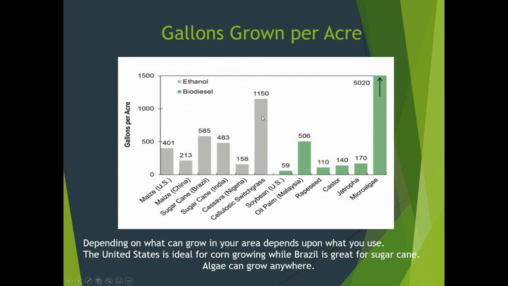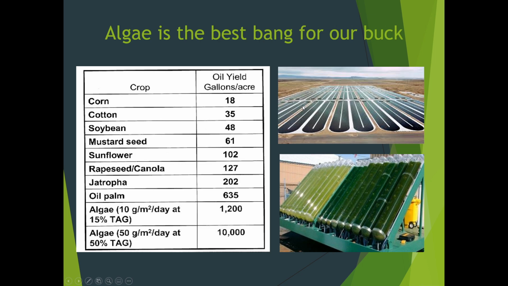And you can use marginal land. You don't have to use great important land, our best soil, to grow our important crops. Switchgrass, okay? But algae is really the best bang for our buck.